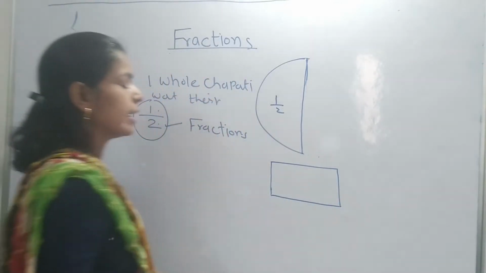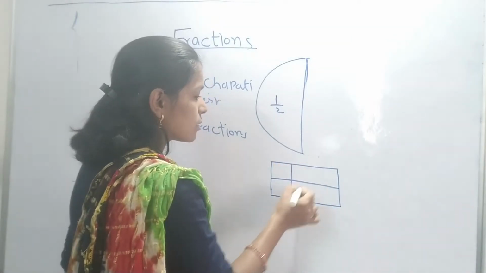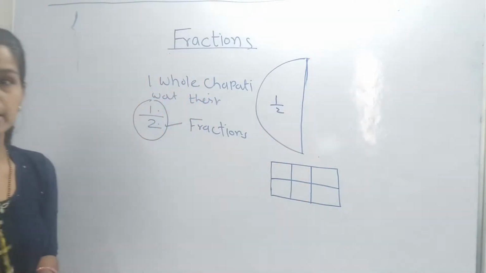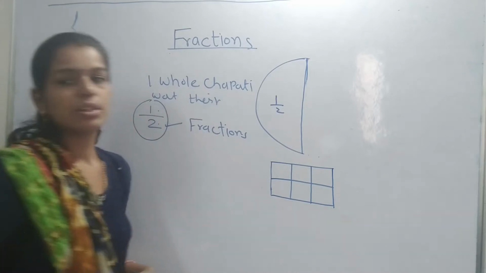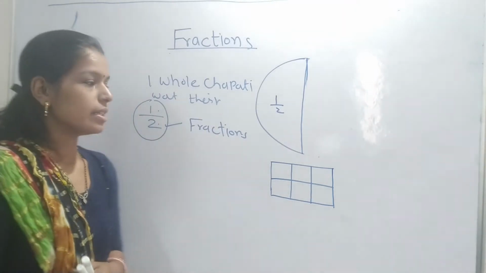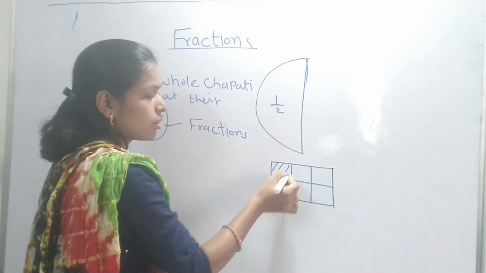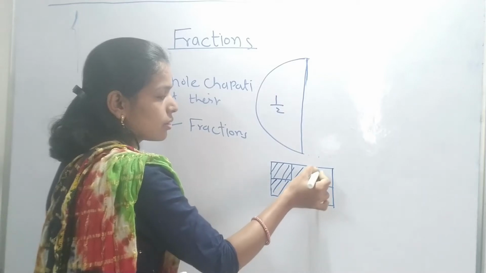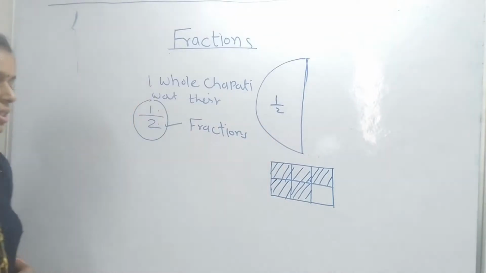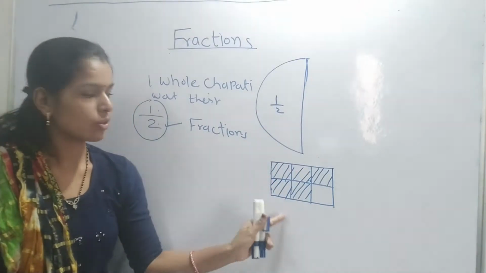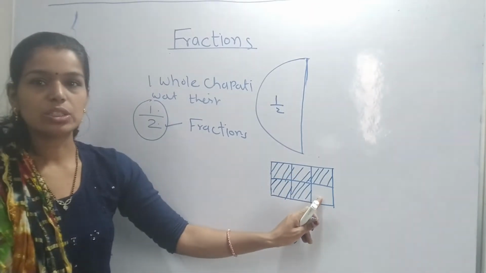One whole rectangle is there and I have divided this rectangle into 6 equal parts. These are the 6 equal parts of this rectangle. Now if I choose 5 parts and color them, 5 parts of this rectangle are colored. Only one part is not colored.